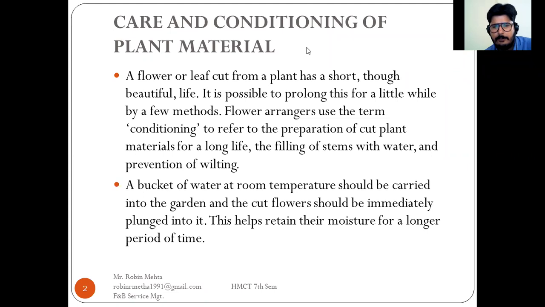Some plants, or very little amount of flowers or leaves, we may grow in our hotel or restaurants only. But where a large amount of flower arrangement is required, we have to buy that plant from the market. So whenever we go to the market and purchase those flowers or leaves, we have to put that material into a bucket.